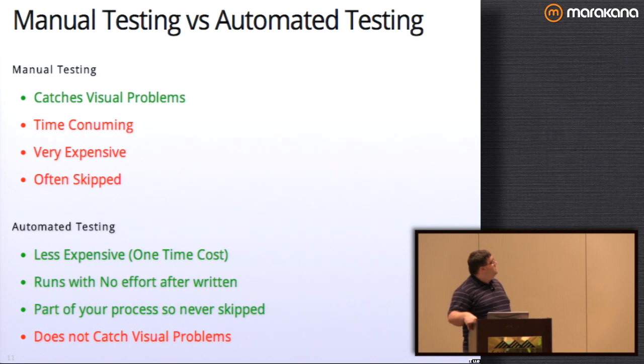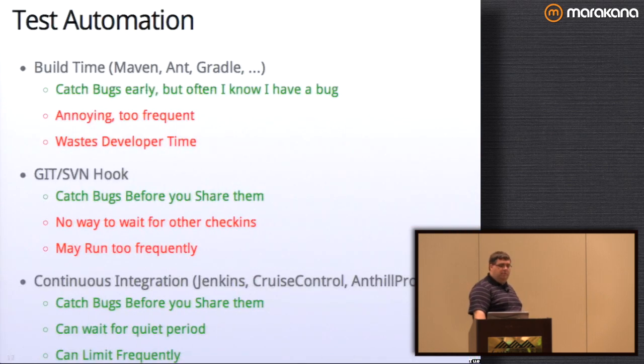Another thing about manual testing is that, because you don't have the time, it gets skipped, and you never test all the features, and you end up introducing huge regressions and a lot of embarrassment. Automated testing is much less expensive. There's a one-time cost that's usually very small, it runs with no effort, and you can make it part of your continuous integration. If it's part of the process, it can't be skipped, but some visual things definitely need human eyes. So there are a lot of ways to achieve automation.